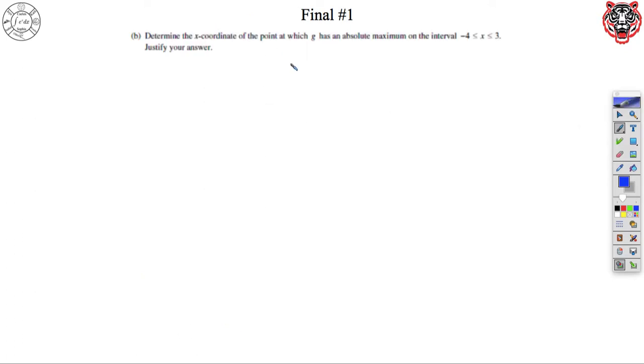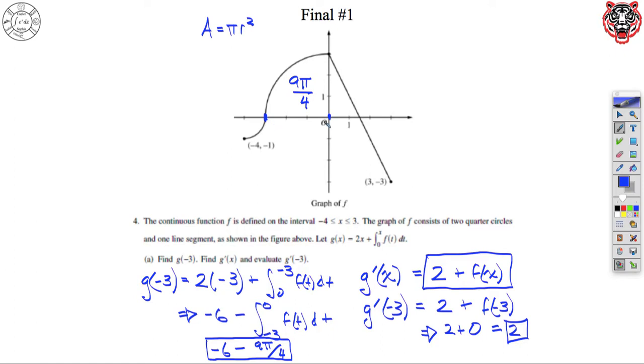And on to number B. We're looking for an absolute max on the interval. So obviously we need to check the endpoints, negative 4 and 3, but we also need to check the critical value. So finding that critical value can be a little bit difficult. Most people would assume, oh, the critical value is where it goes through the zeros. You're almost correct, except for the fact that we have this additional 2x to worry about.